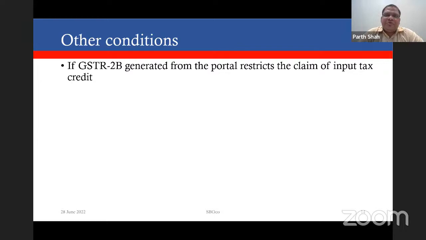The portal report also identifies certain transactions as restricted ITC. One such example is where the party has filed GSTR-1 but not filed GSTR-3B, or there's a POS mismatch. Let's say the supplier is in Gujarat, the recipient is in Maharashtra. The supplier has said that the POS is Gujarat only, meaning he has charged CGST and SGST. Take the example of a hotel case. All those might come in the restricted category, and if it's in the restricted category, you cannot claim input tax credit.